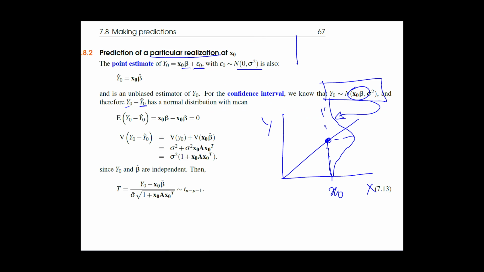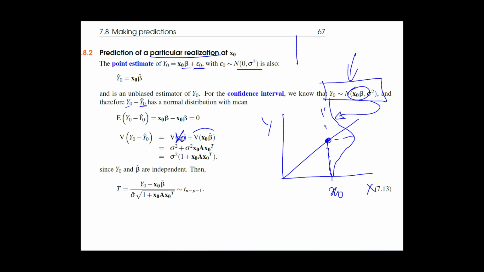So mean 0. And then the variance, there's a sum of two random variables, and they're independent. That's why we simply add the variances. And this should be capital Y naught. The variance of Y naught hat, we discussed in the previous section. And here the variance of Y naught is sigma squared.